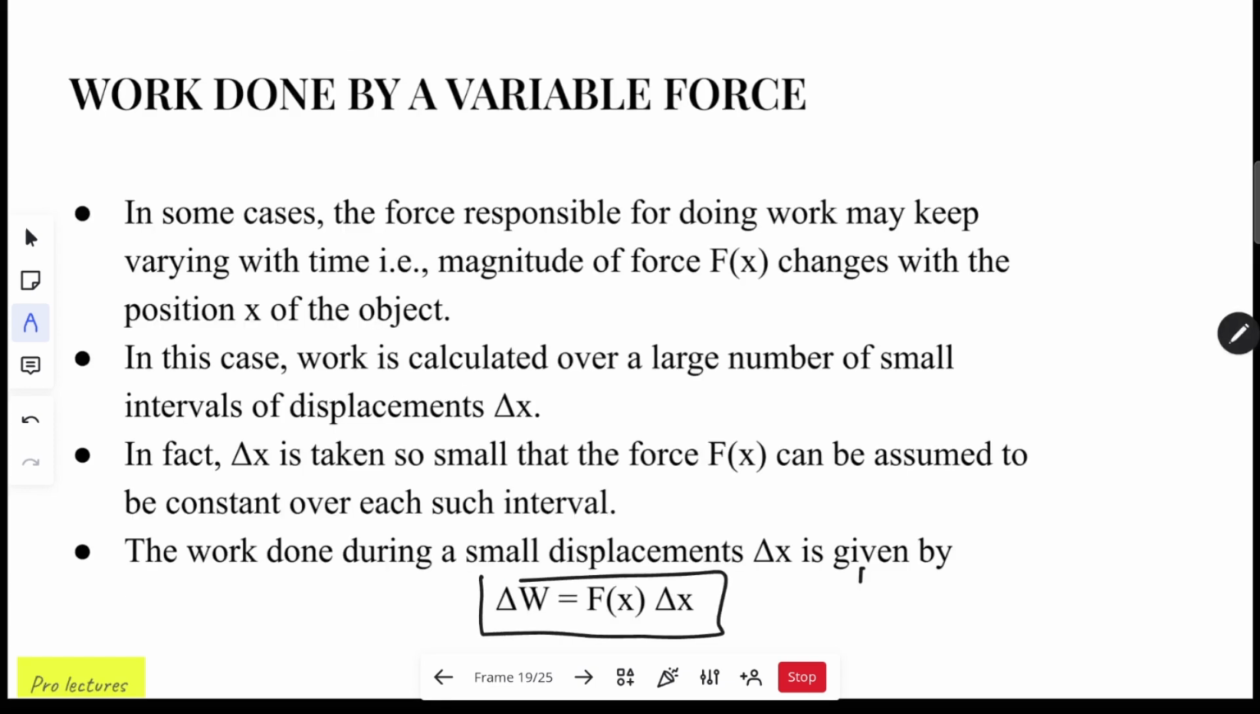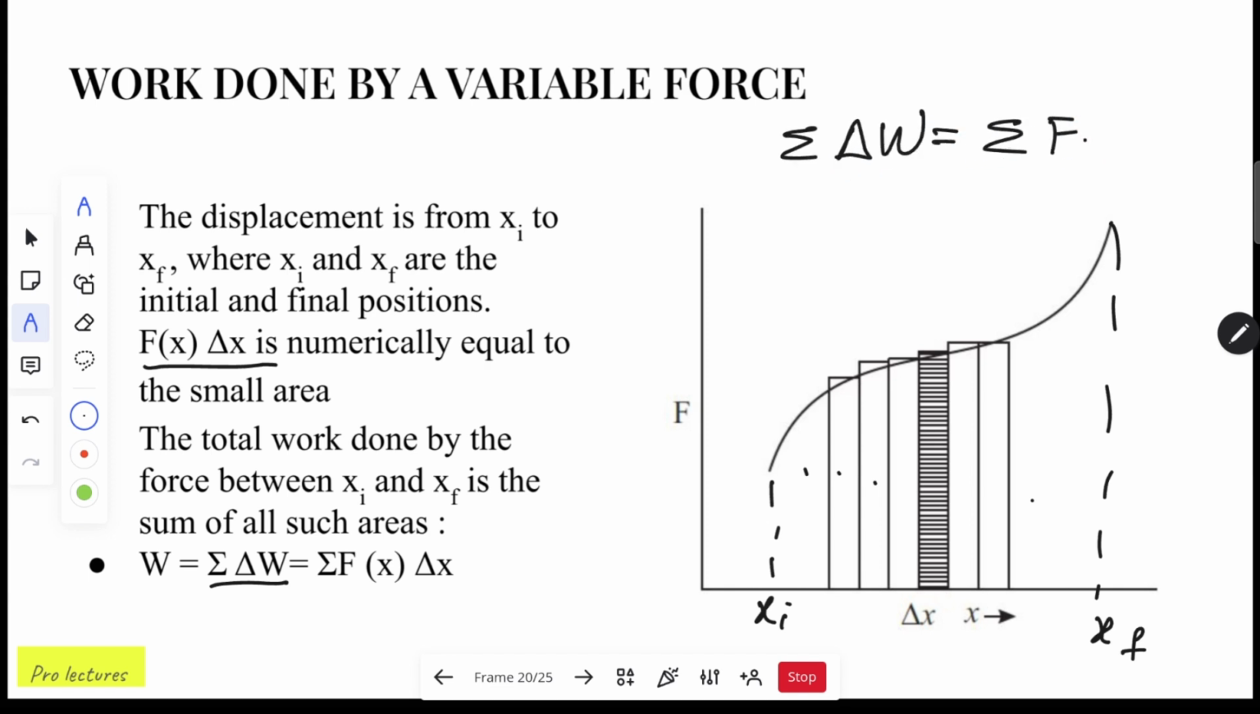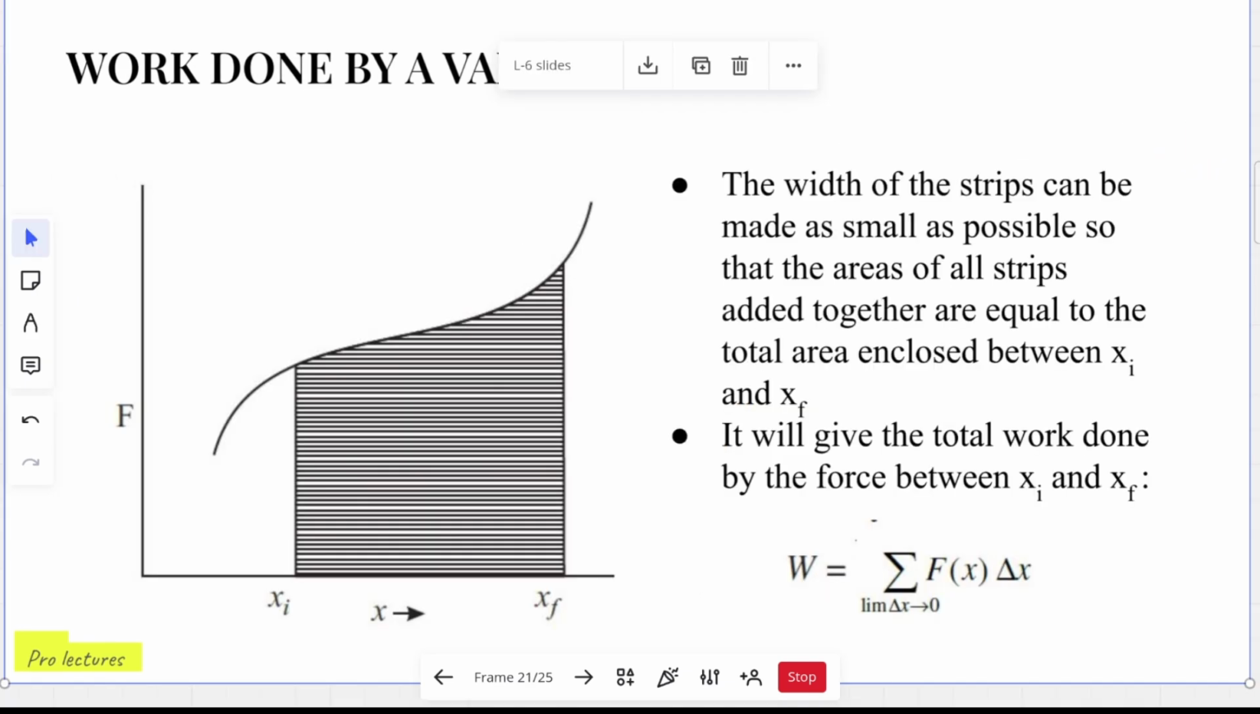This is how we got this component, del W is equal to f of x into del x. So this f of x del x is numerically equal to this small area. And to calculate the total work done from this point xi to this point xf is the sum of all these areas, right? So that is summation of del W, which can be written as summation of f of x into del x. The width is made as small as possible.